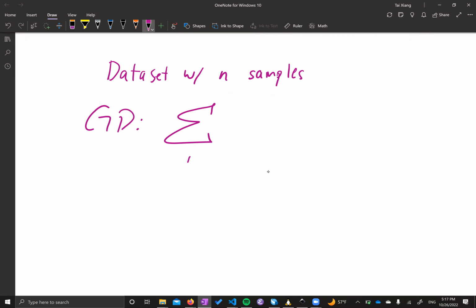let's say we had a data set with n samples, right? What gradient descent is doing is looking at the error over the sum of all n samples, the sum of (ŷ_i − y_i) squared. So we're computing the mean squared error for every single point within our data set.